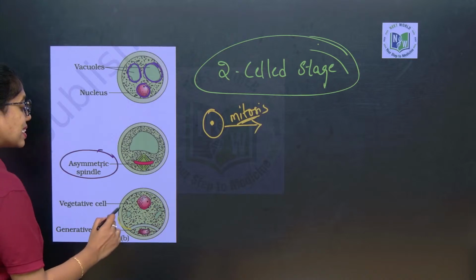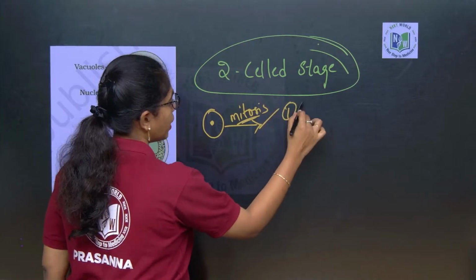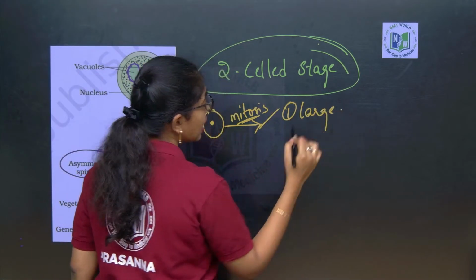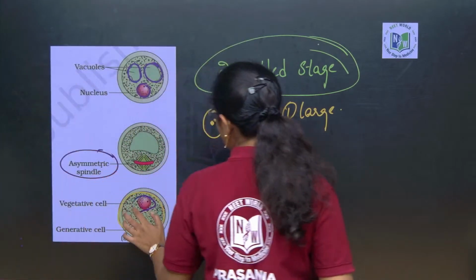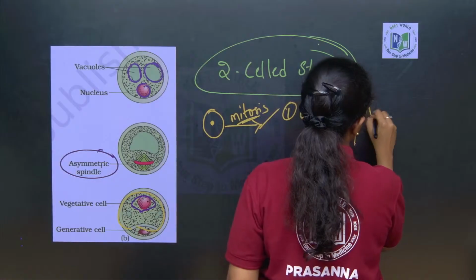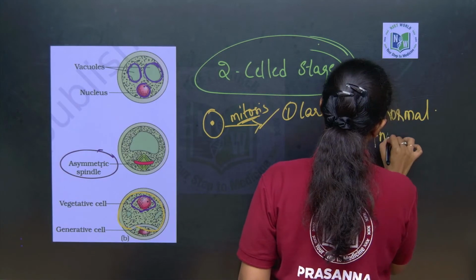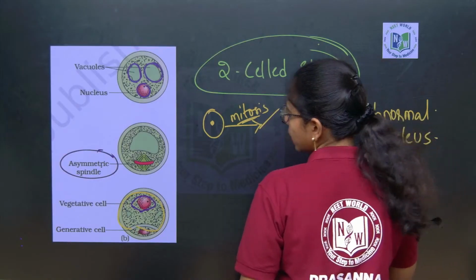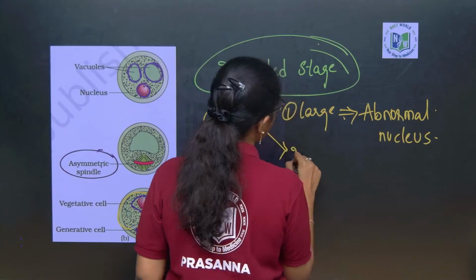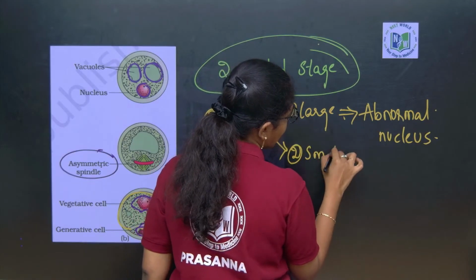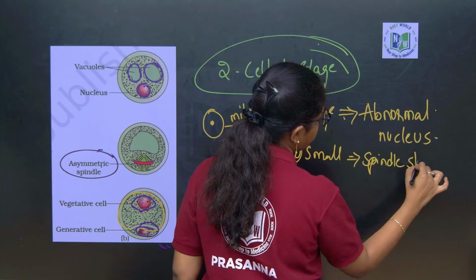One is a large cell, that is the vegetative cell. This large vegetative cell has an abnormally shaped nucleus, and the small cell, that is the generative cell, has a spindle shaped nucleus.